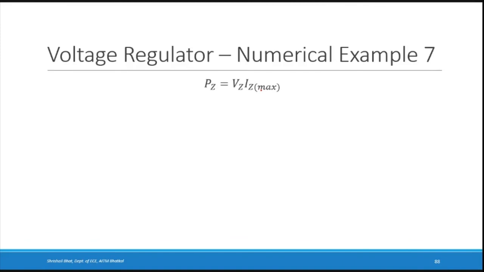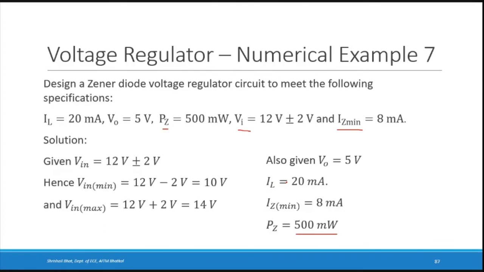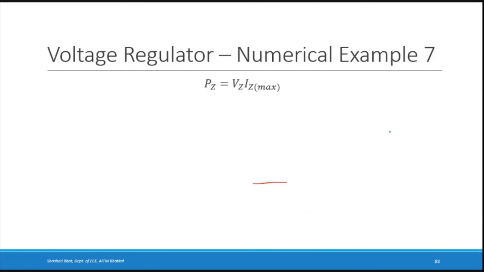So from this, what is IZ max? IZ max is PZ divided by VZ. PZ is given as 500 milliwatts. VZ is given as 5 volts. What is that value? 500 milliwatts divided by 5 volts. Obviously, it is 100 milliamps. So the maximum Zener current is 100 milliamps. Minimum Zener current is given as 8 milliamps. So use these values to design.